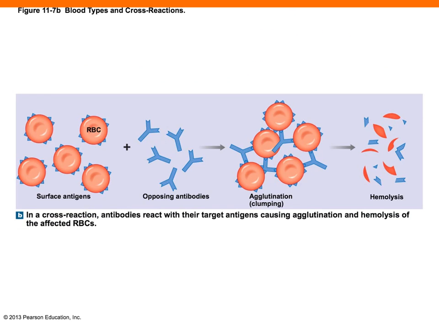If incompatible blood was given to a recipient, the surface antigens on the donor blood will react with the antibodies in the recipient's blood, and the antibodies will then form around the antigens and clump up that blood, and then that can lead to hemolysis of the affected red blood cells.